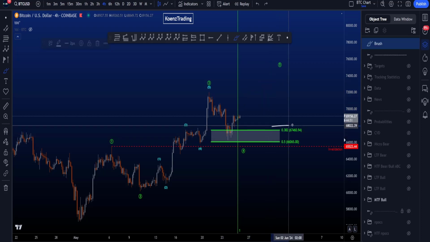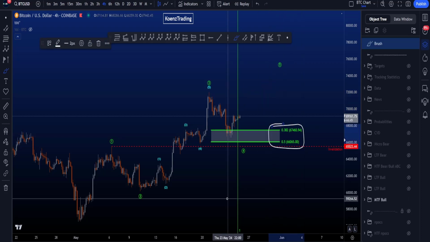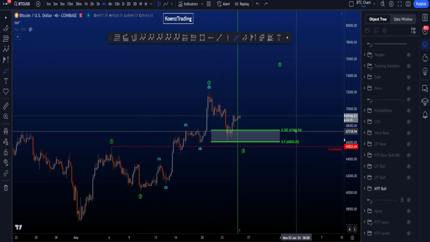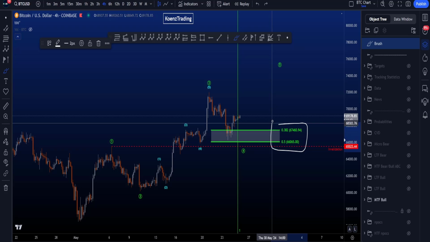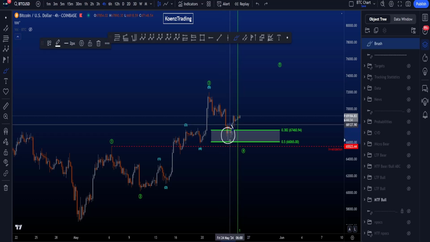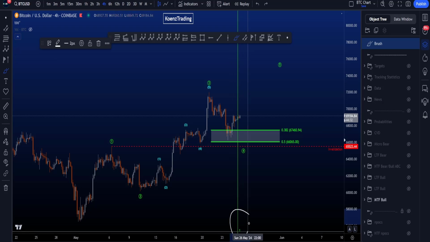The common target for your wave 4 is between the 0.382 and the 0.5 Fibonacci, taken from the low to the high of wave 3, giving you a target between 67.5k to 66k, which as you can see so far is nicely respected.